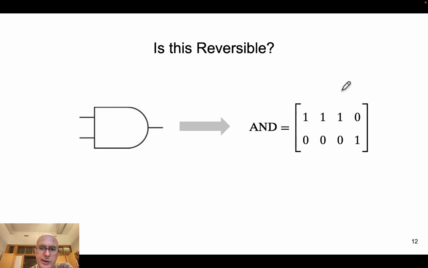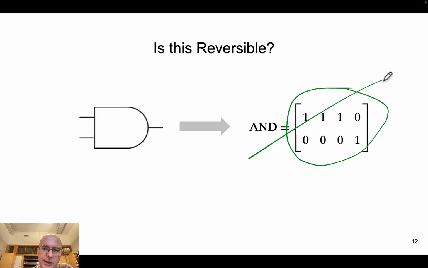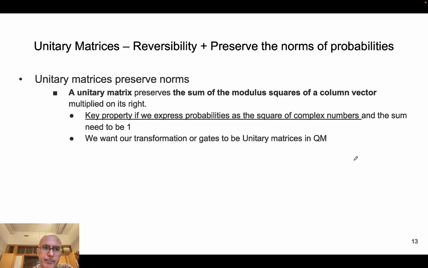Another question: this is the matrix that represents the AND gate, and so we go from two inputs to one. Is this operation reversible? It's not. This matrix does not have an inverse because it's not a square matrix and therefore cannot be inverted. So this is not reversible.